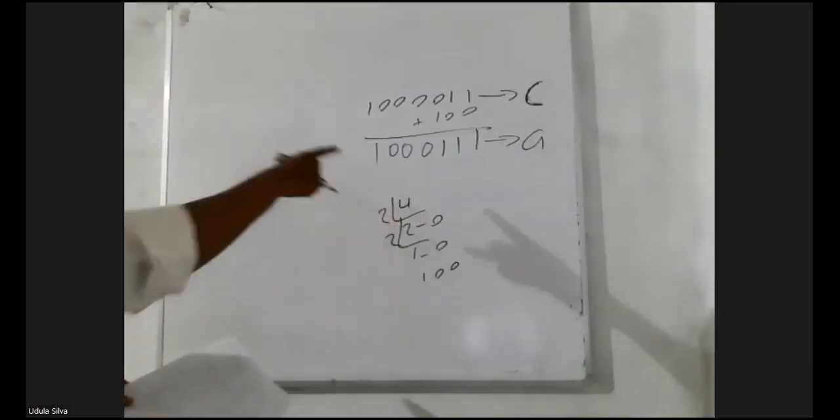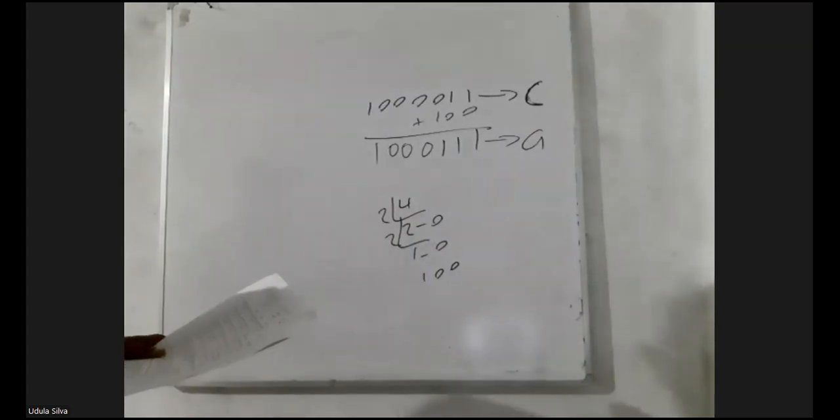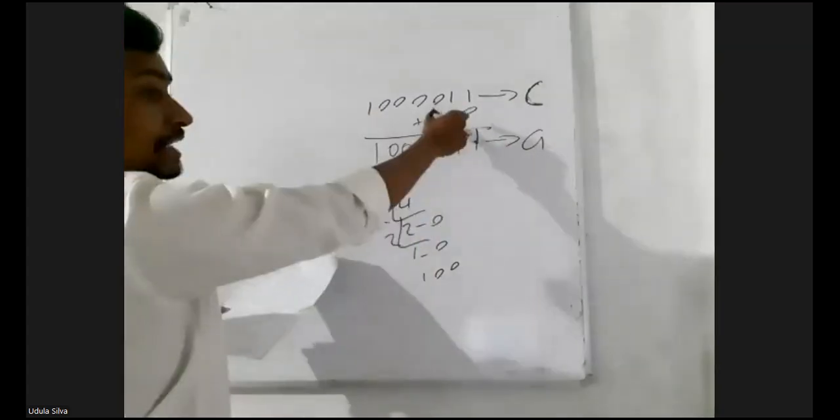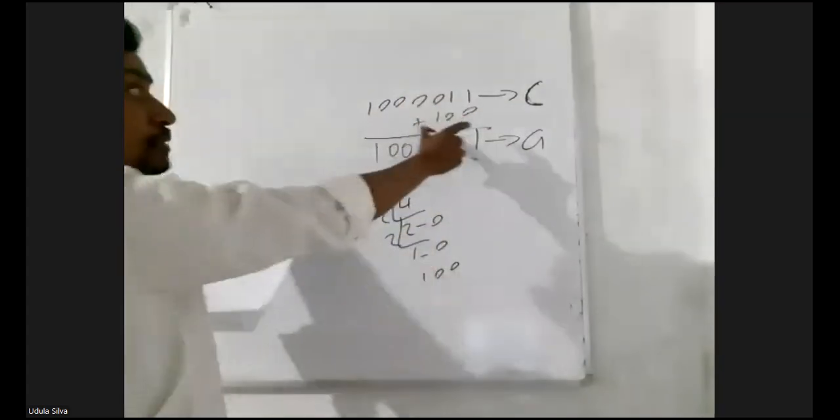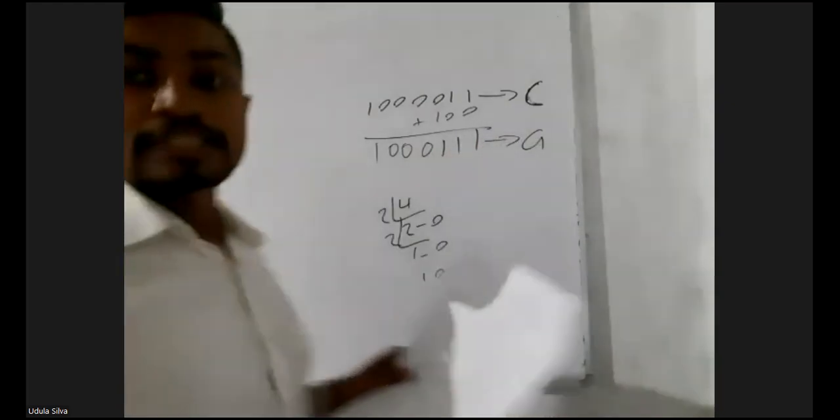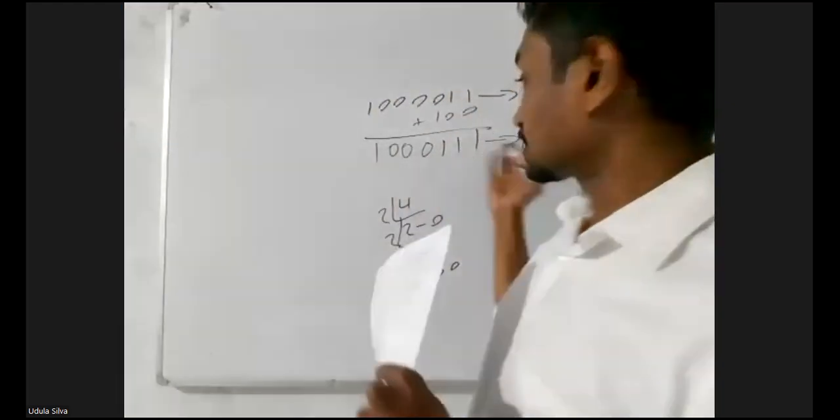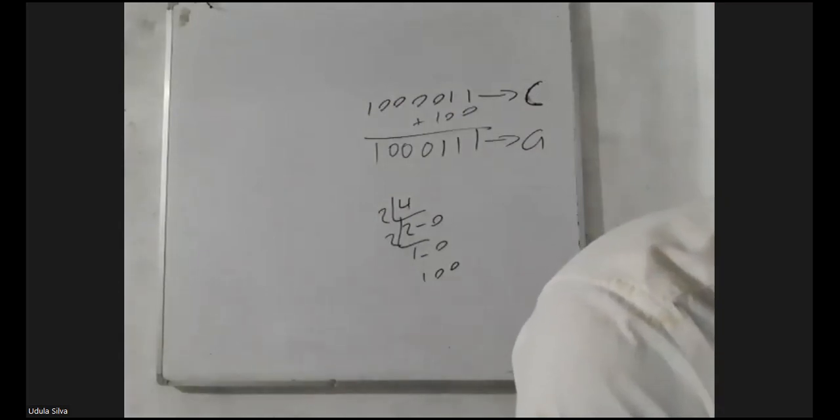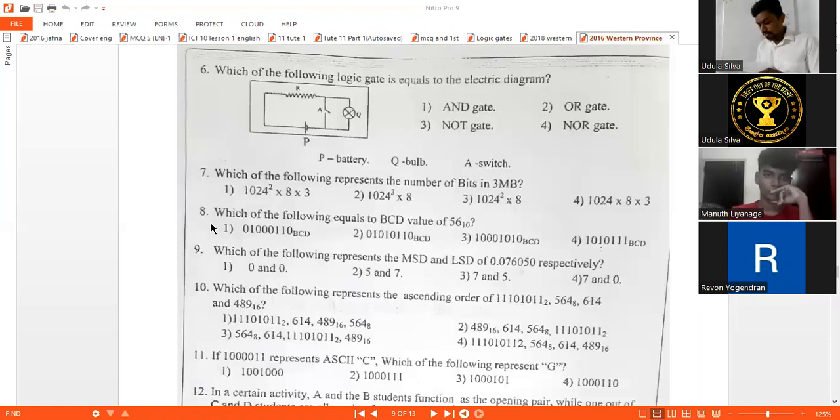On code. First, I got the ASCII code for C. Then I add the gap in binary. The binary will be the gap at the right. Then I got the ASCII equivalent of G. Right. Then let's get to the 12th one.